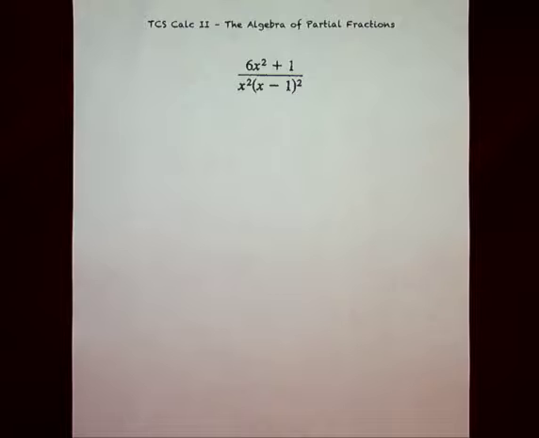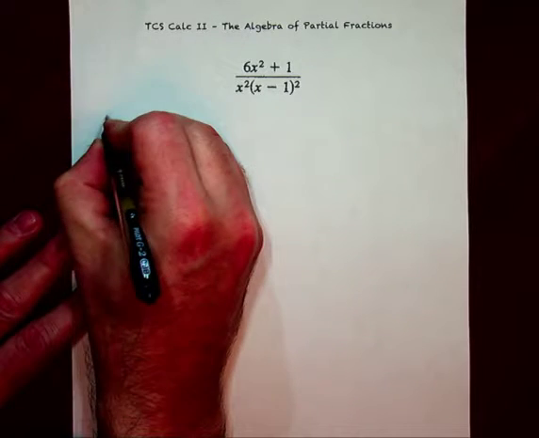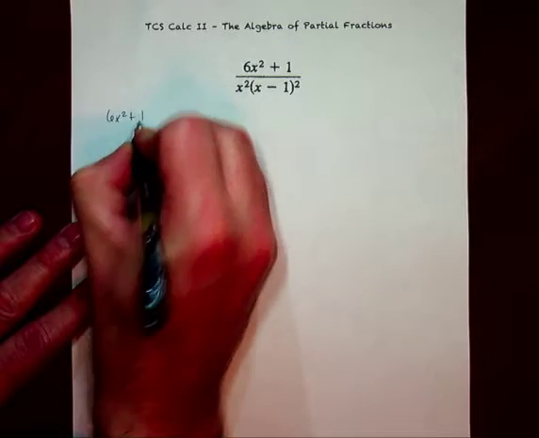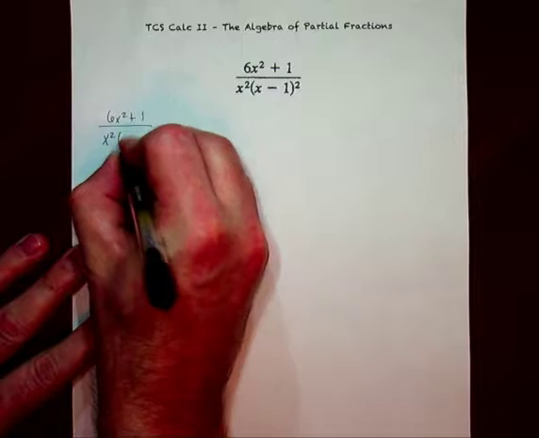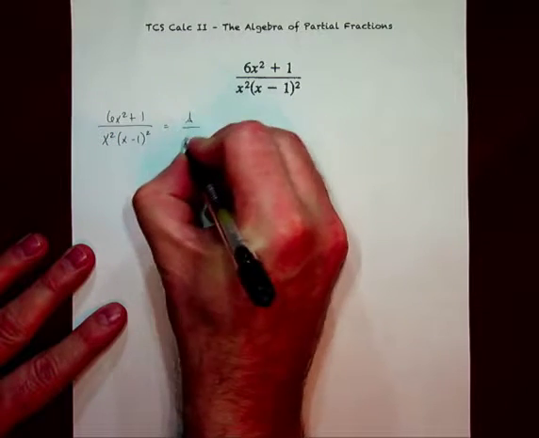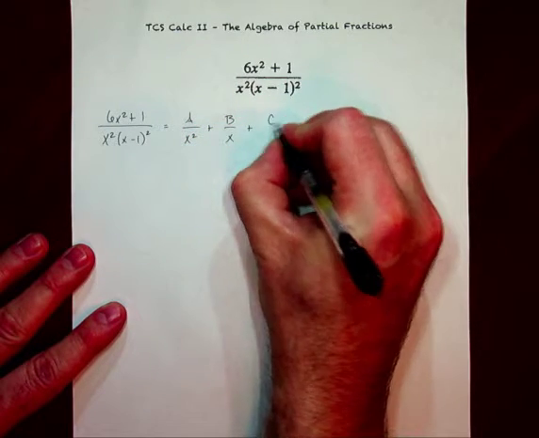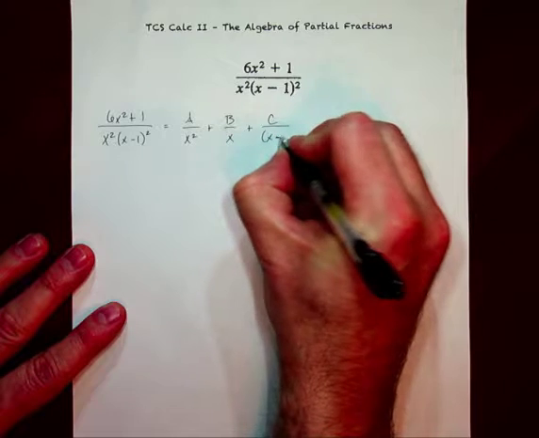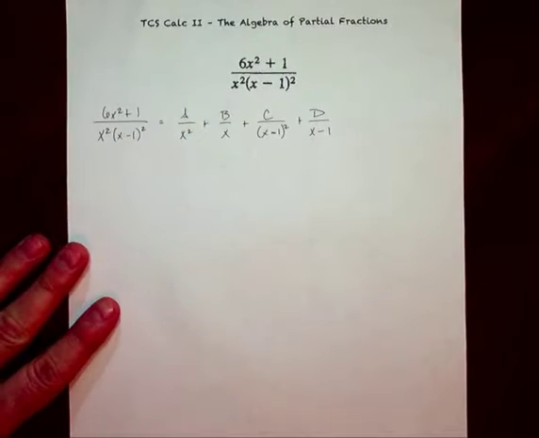We're going to do another problem with repeated factors in the denominator. This time we have two of them, okay? What we did with the repeated factor in the last problem, we need to do with both here. So what we're going to have is a over x squared, b over x, c over x minus 1 squared, and d over x minus 1.